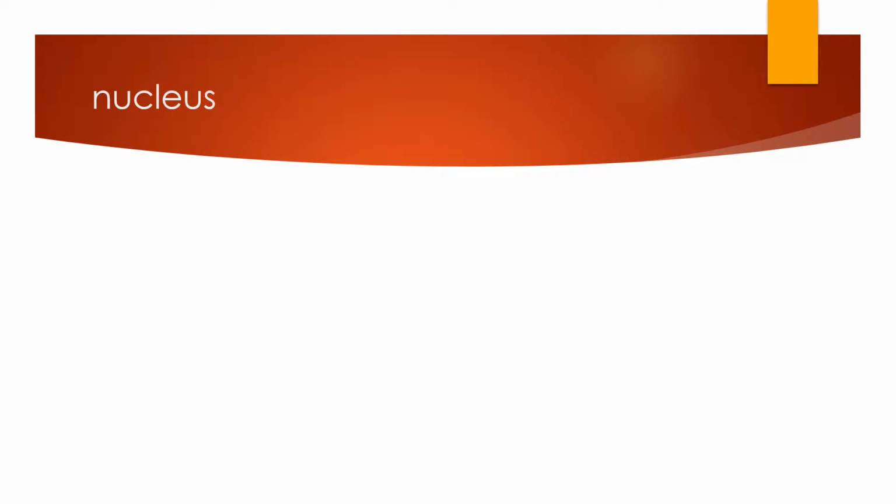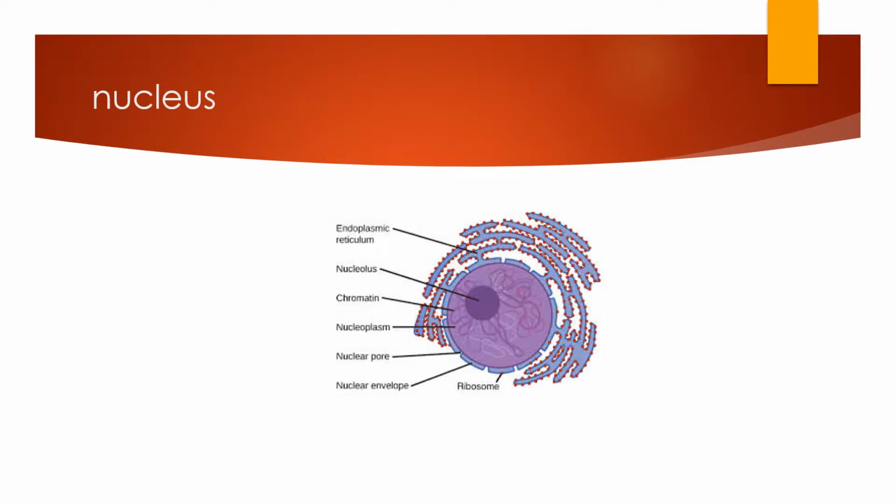The nucleus. Now this is what the structure of the nucleus looks like. It has a nuclear envelope, which is a double membrane. It has nuclear pores, which allow the passage of large molecules. Nucleoplasm, which is a bit like the cytoplasm, but it's in the nucleus, as it has a jelly substance that contains all of the nucleus organelles.